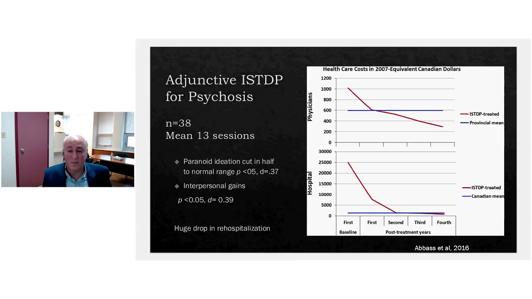But the hospital use went down to normal, on up to 4-year follow-up. Physician use went abruptly to normal and persisted in follow-up. So their use in relating to the healthcare system diminished significantly. And that's as an adjunct to existing care for psychotic disorders.